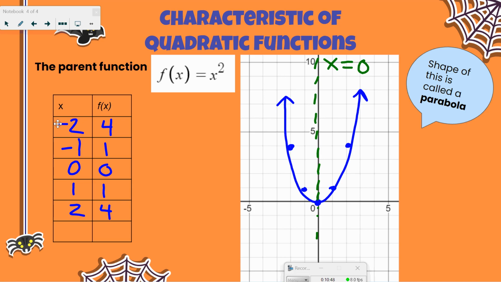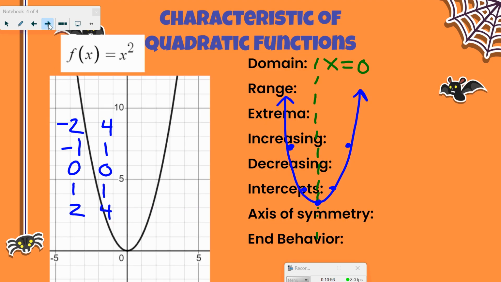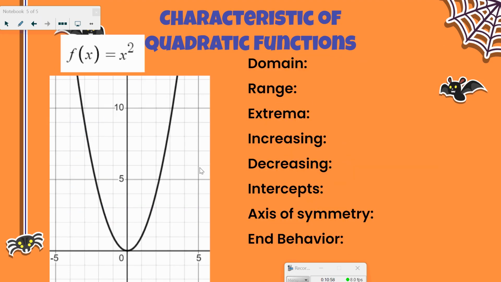So these are some good things we're already starting to develop and think about. I'm going to have you now put some of those down as characteristics. Here we have our parent function, f of x is x squared. Take a minute, and we've already talked about a couple of those ideas: domain, range, that axis of symmetry. Fill in the rest, and then we'll go over them.